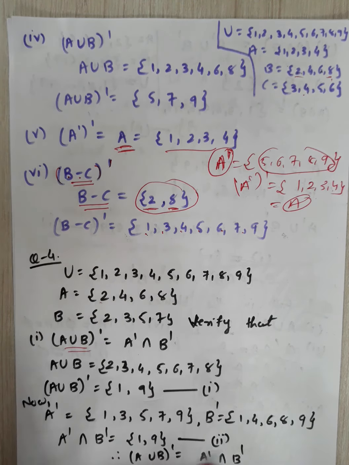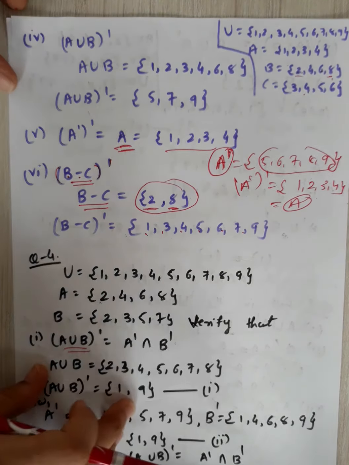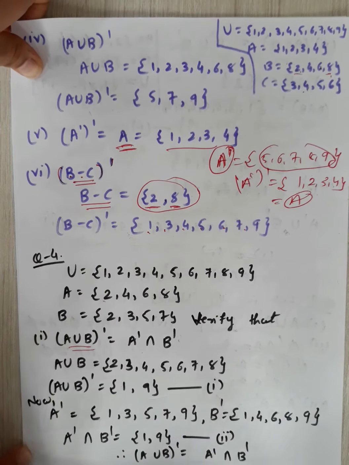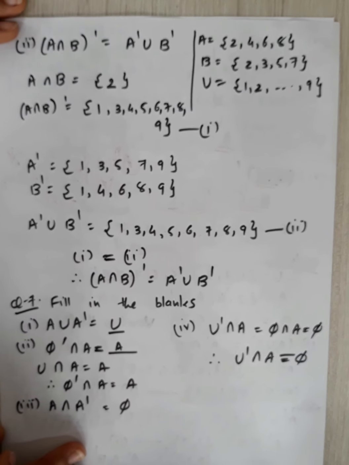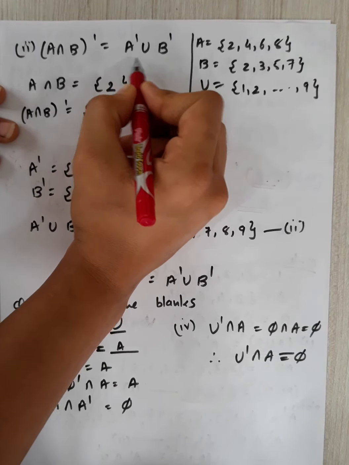So LHS 1 9, RHS 1 9, LHS is equal to RHS. So we can say that (A union B) dash is equal to A dash intersect B dash. Okay, I hope you understood this De Morgan's law. Similarly, (A intersect B) dash is equal to A dash union B dash.